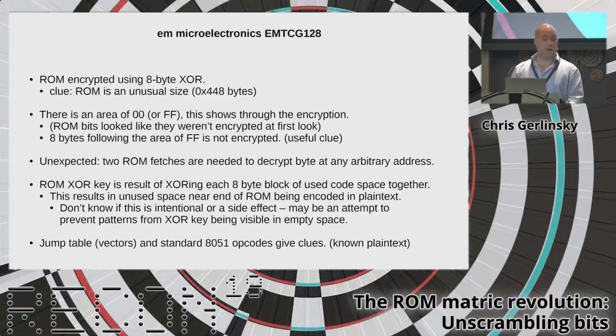The area that was all FFs, that was a little bit of a decoy at first. Looking at the ROM at first, it would have appeared to be not encrypted because you're seeing such a static block like this. But in this case, it's the side effect of the key that they chose. And the 8 bytes following FF resulted in not being encrypted. And that was a good clue, because seeing those 8 bytes that were valid 8051 code was a sign that things were pretty close, that it was going to be able to figure out exactly how to descramble the rest.